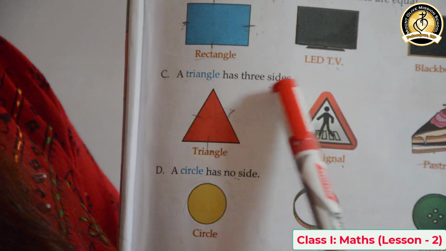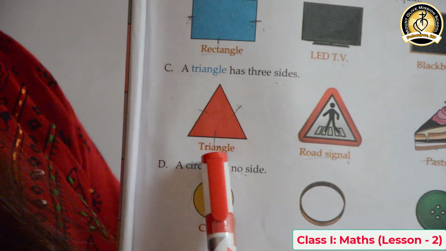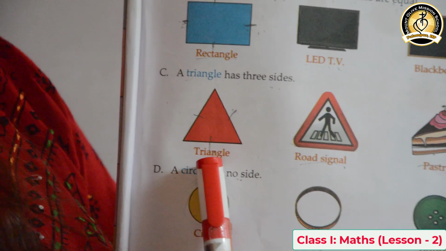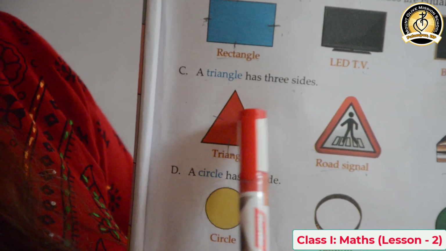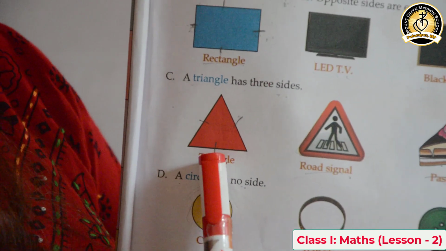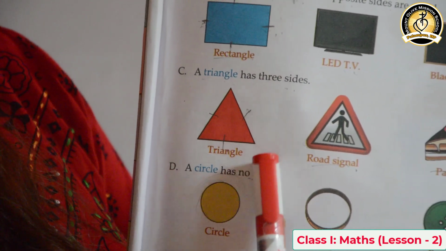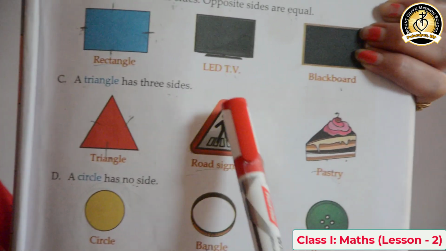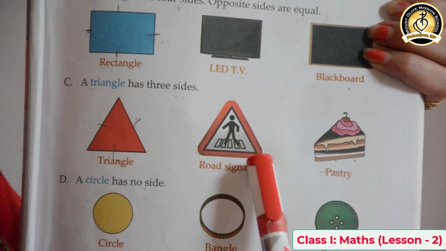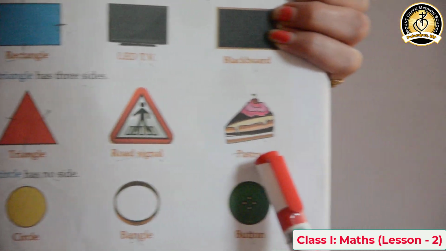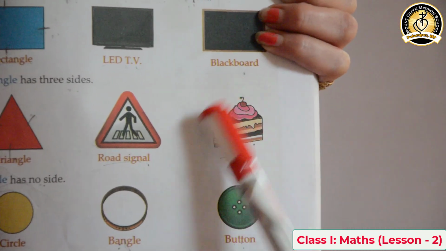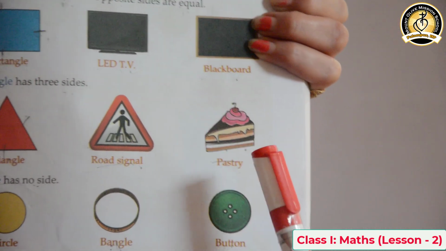Part C. A triangle has 3 sides. This is a picture of a triangle. How many sides in a triangle? 3 sides. Okay students? 1, 2 and 3. Now an example of this triangle is a road signal. See, this is a picture of a road signal. Here a man is crossing the road. And pastry. The shape of this pastry also looks like a triangle.